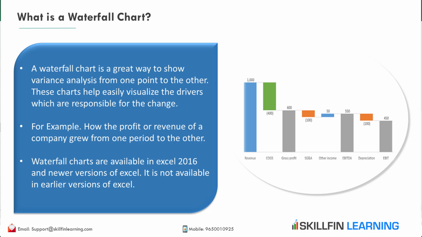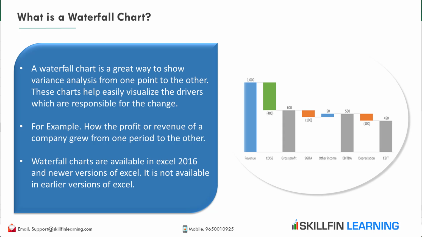A waterfall chart is a great way to show variance analysis from one point to the other. These charts help easily visualize the drivers which are responsible for the change. For example, how the profits or revenues of a company grew from one period to another, or how the headcount details changed from one period to another. These charts can also be used to tell a story for non-financial data like the headcount data.